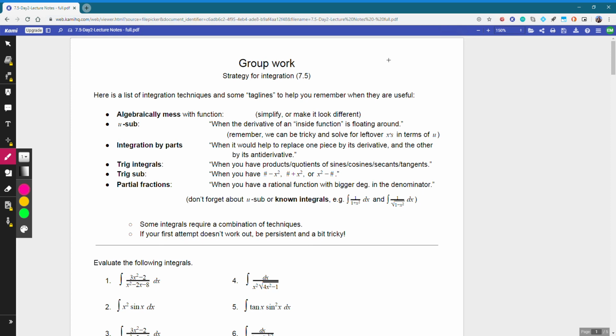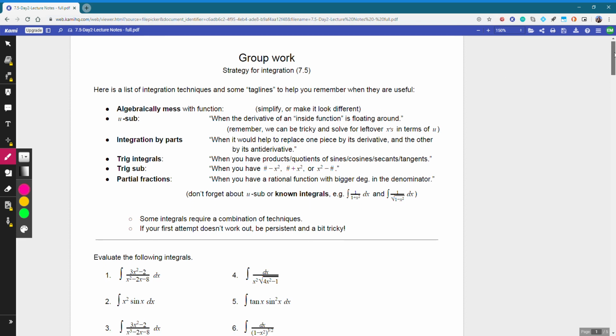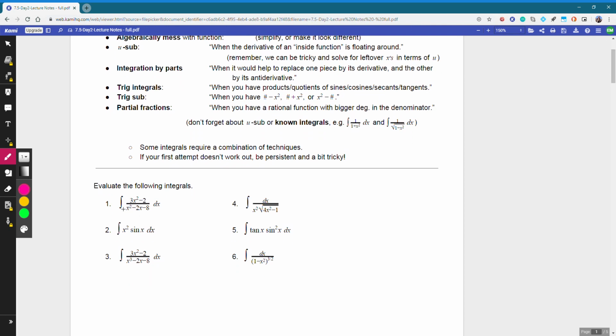Welcome back, everybody. Today we're going to keep plugging away and playing around with our bag of integrals here from our 7.5 worksheet. Last time we talked through the first few of the integrals up top here. Today we'll talk through 4, 5, and 6.